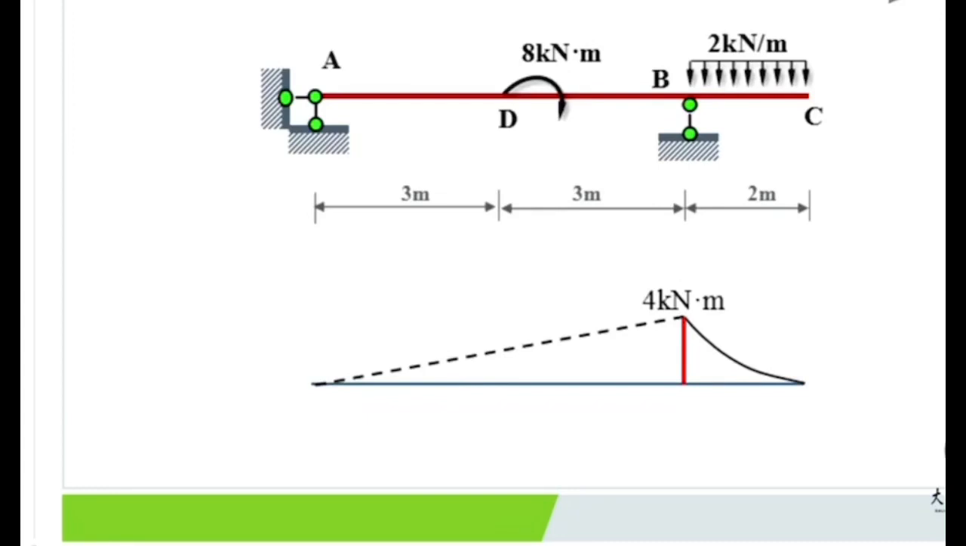Then take this dashed line as a baseline to superimpose the AB part under the action of the couple at section D. For this dashed line here, the value at section D is 2. And then we superimpose for the left part, the AD part, at section D's left side. The value is 4, so 2 plus 4. And for section D's right side, the value is 2 minus 4, so that's 6 and 2.